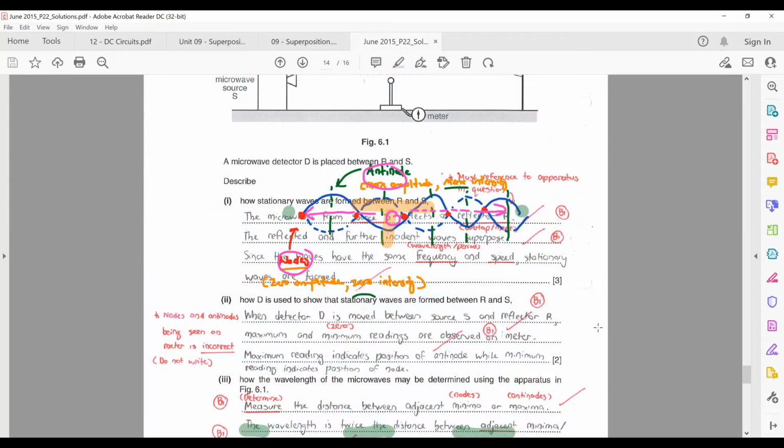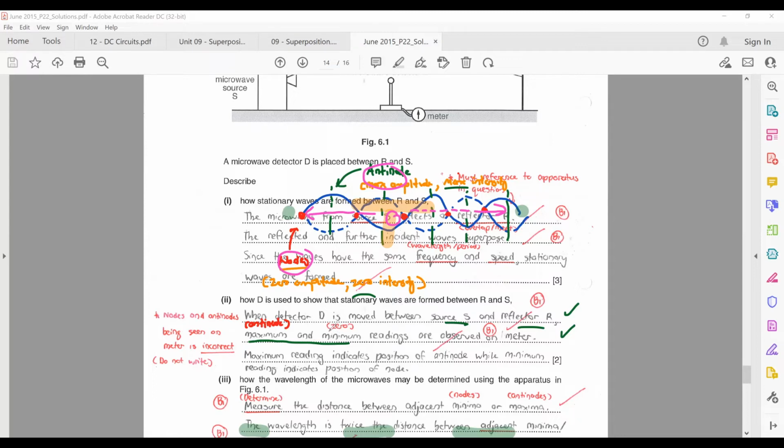Okay, so only these 2 points are given mark. Okay, they need you to mention what you do with the detector. You move it between source S and reflector R, and what you expect to see. Maximum and minimum readings. Okay, so maximum is where you have your antinode.